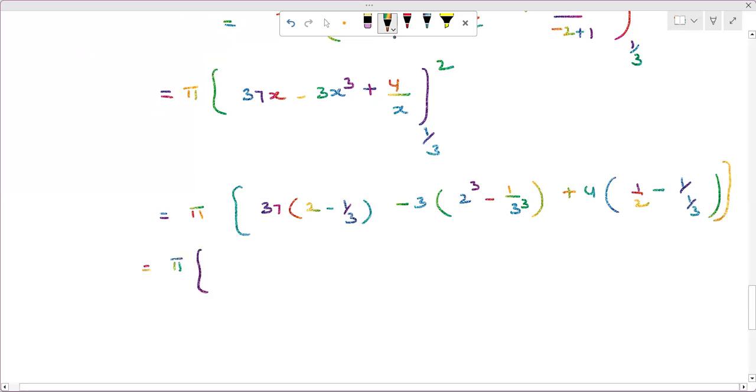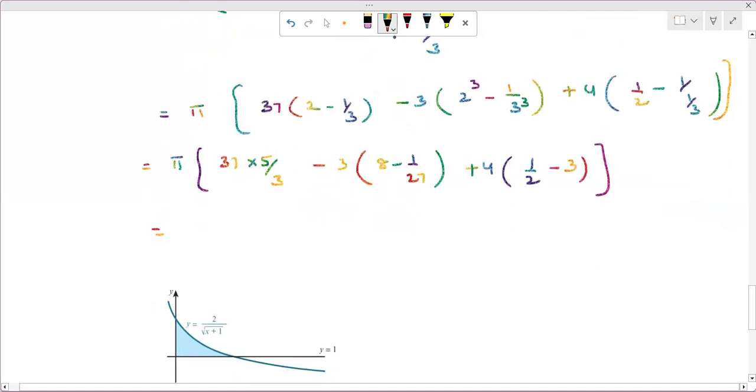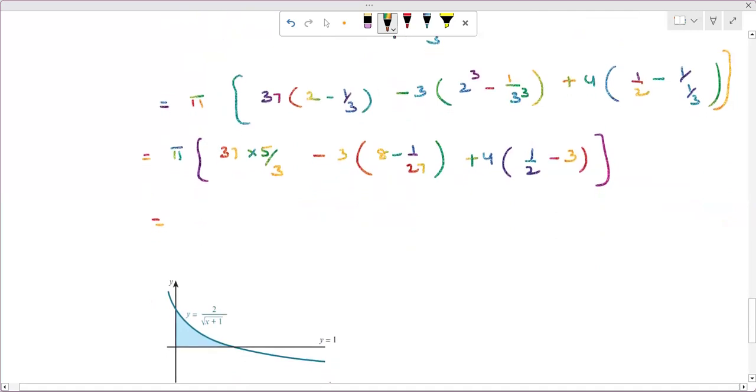Pi into 37, 6 minus 1 is 5. 5 by 3, 8 minus 1 by 27. This will be 4 into 1 by 2 minus 3. Now simplify this one. What will you get over here?